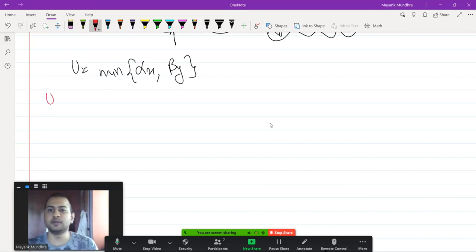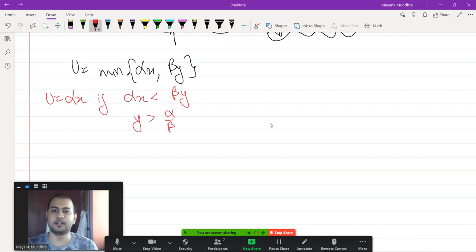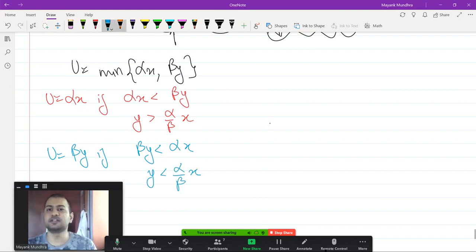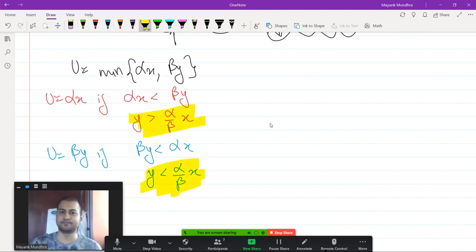So utility will be equal to alpha x if alpha x is less than beta y, which means y is greater than alpha by beta x. Okay, and utility will be equal to beta y if beta y is less than alpha x, or y is less than alpha by beta x. So as you can see, y equals to alpha by beta x should be the division line. So I'll first of all plot the graph and then the division line.